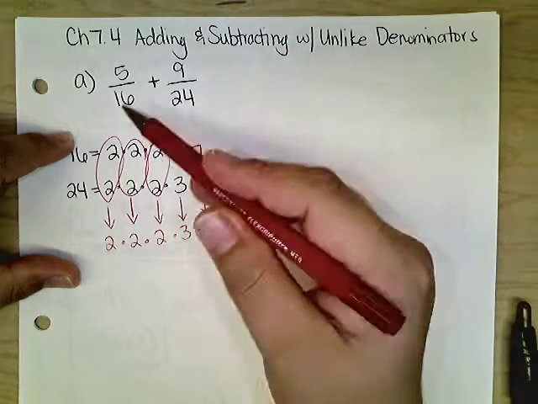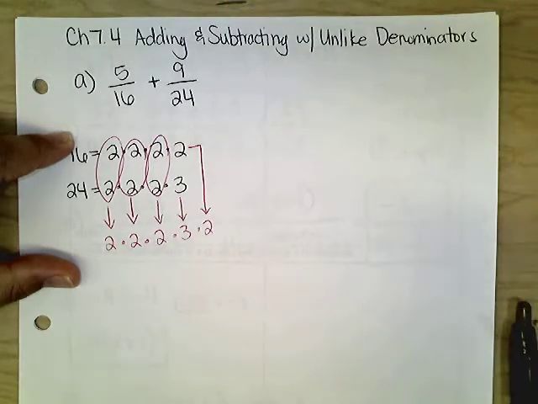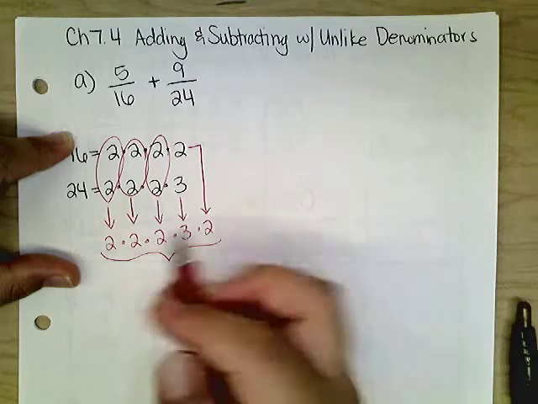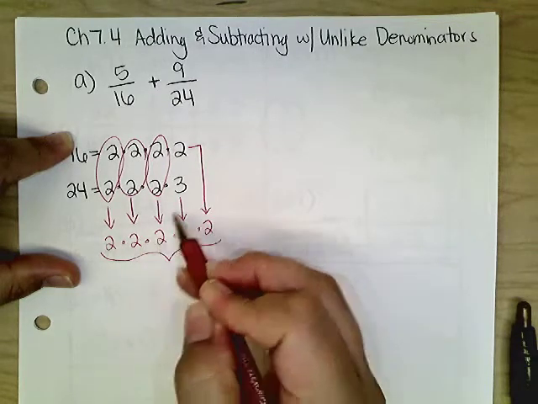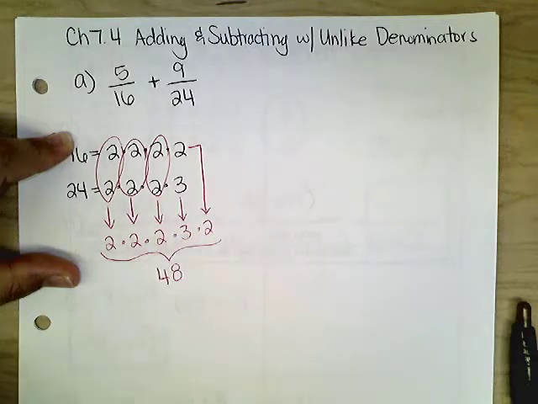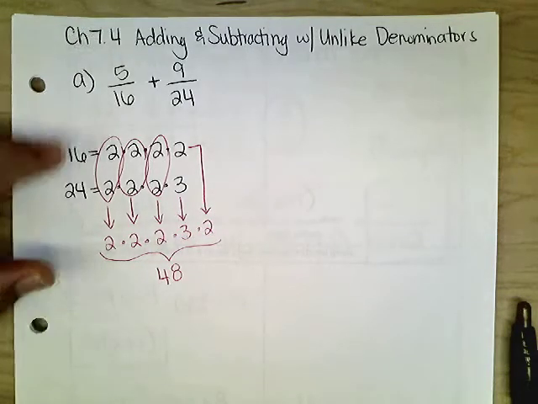It has kind of like all of these lines and arrows and stuff like that. And then the idea is that you would multiply all of these numbers together. So 2 times 2 times 2, that's 8, times 2, that's 16, times 3, that's 48. So your least common multiple is 48.